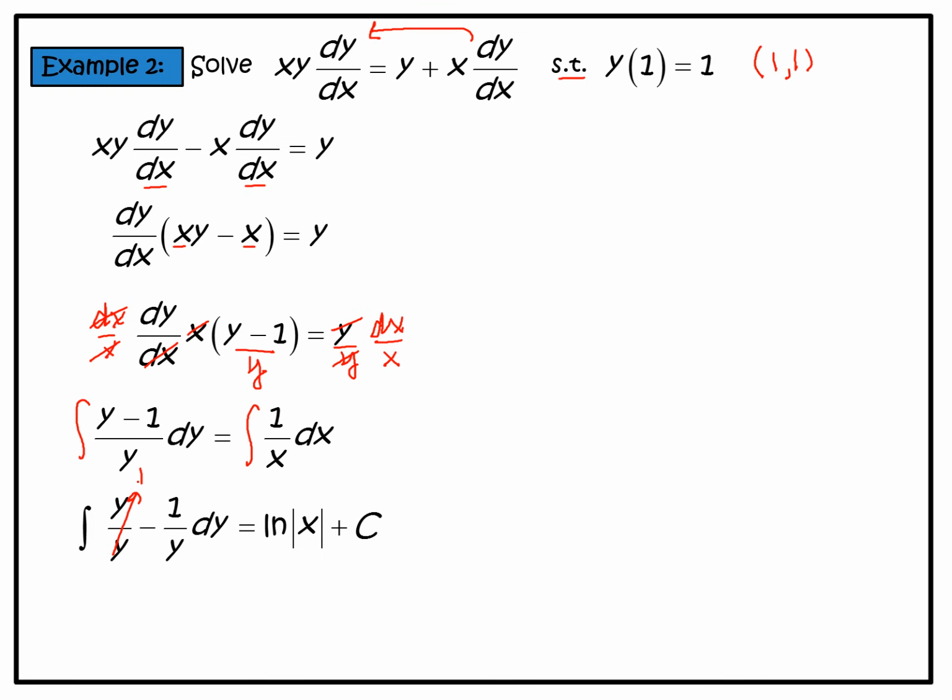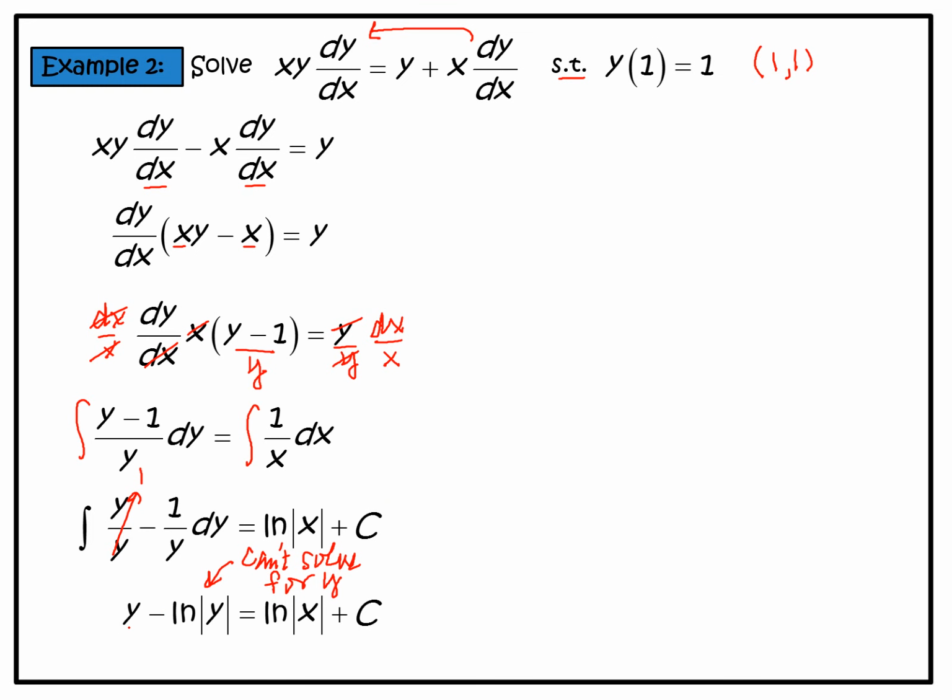On the left-hand side, we integrate 1, we get y. We integrate 1/y, we get natural log of y. So on the left-hand side, we've got y minus ln|y| is equal to ln|x| plus a constant. Notice that this, we can't solve for y. So we're going to have to settle for what's called an implicit solution, a solution where you haven't solved all the way for y.